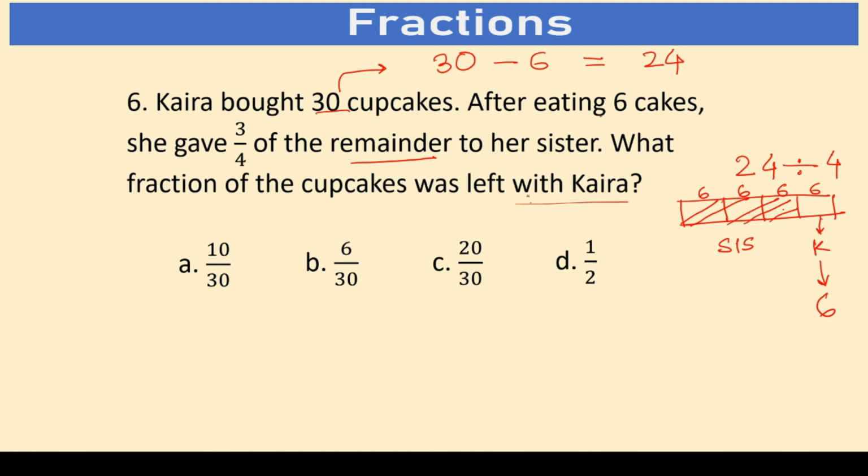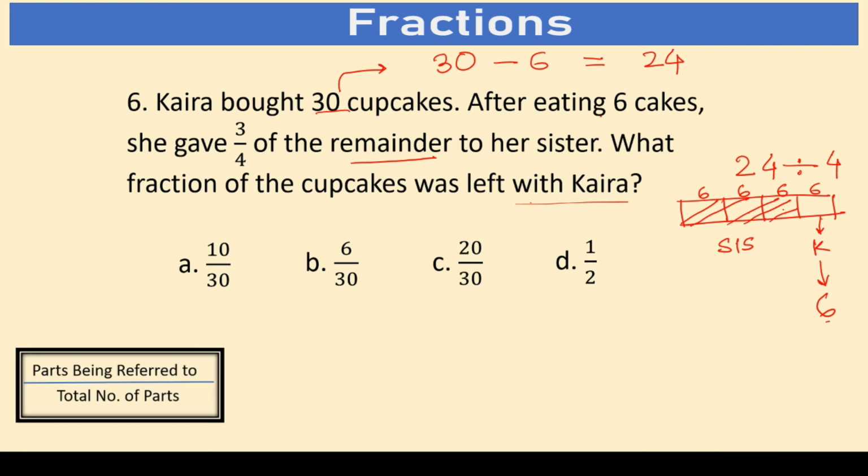What fraction of cupcakes was left with Kyra? So we know Kyra had 6. To find the fraction, we want parts being referred to, which is equal to 6, what Kyra has, and the total number of parts, which is 30. So my answer is option B, 6 by 30.